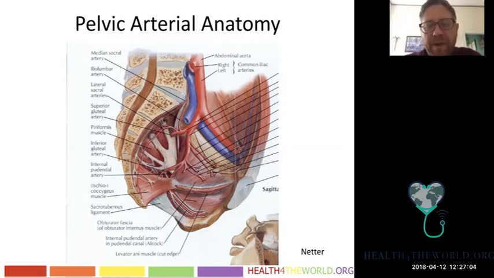But there is an important branch that is the obturator artery, which comes off here and goes to the obturator canal. And the obturator artery is another important branch should there be occlusion of the external iliac artery, but patency here, then the obturator will fill the femoral artery from collaterals, which I'll show you later.